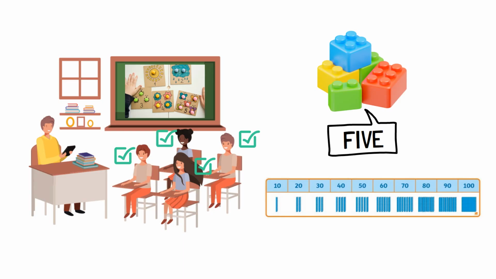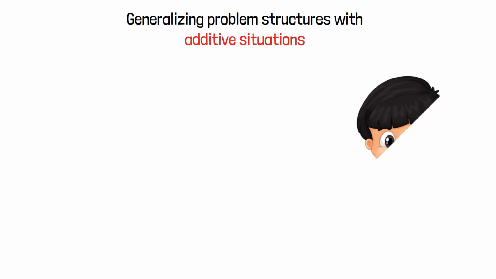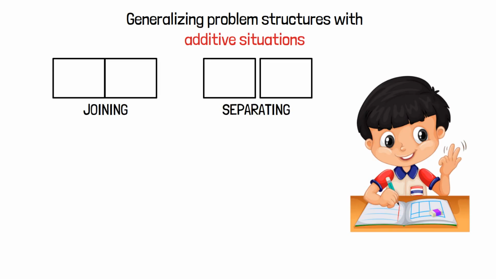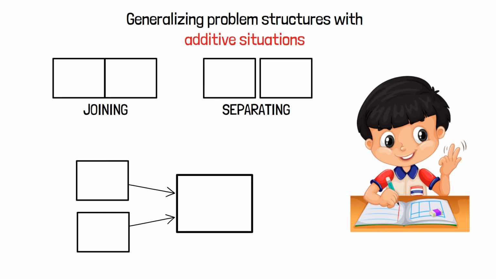Developing children's skills in generalizing problem structures with additive situations is another crucial aspect. This involves teaching children how to solve problems that include joining, separating, part-part whole, and comparison situations where the unknown can be in any position.